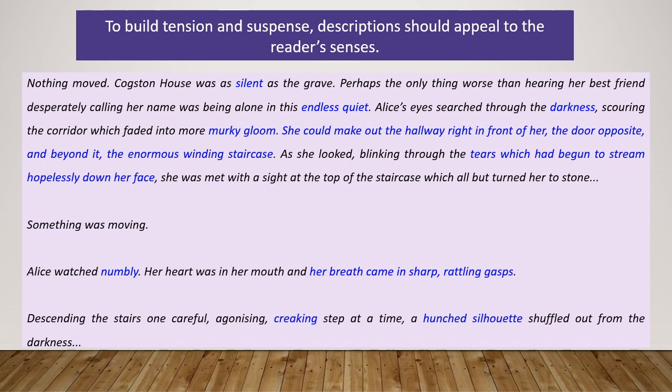She can feel the tears on her face. Her breath is coming in short rattling gasps that you can hear. The creaking can be heard. She can see the hunched silhouette. All of these things really build up the description and will appeal to the image that's being made in your reader's mind and will help make them feel tense.